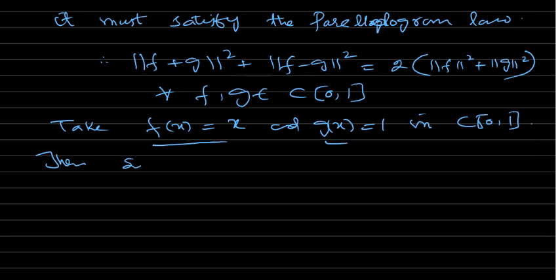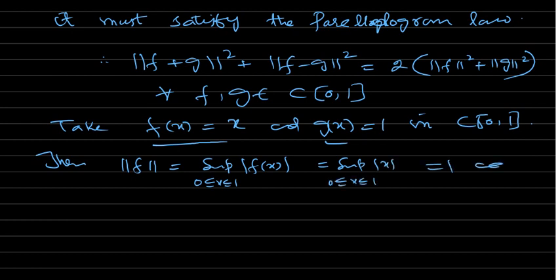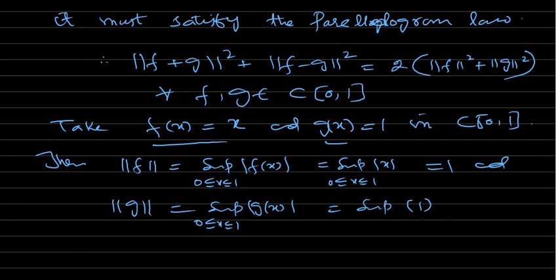So norm of f is equal to the supremum of f of x, where 0 ≤ x ≤ 1, which is equal to the supremum of mod of x where 0 ≤ x ≤ 1. Obviously this is 1. And norm of g is the supremum of g of x with 0 ≤ x ≤ 1, which is the supremum of the constant 1, that's equal to 1. So both are 1.